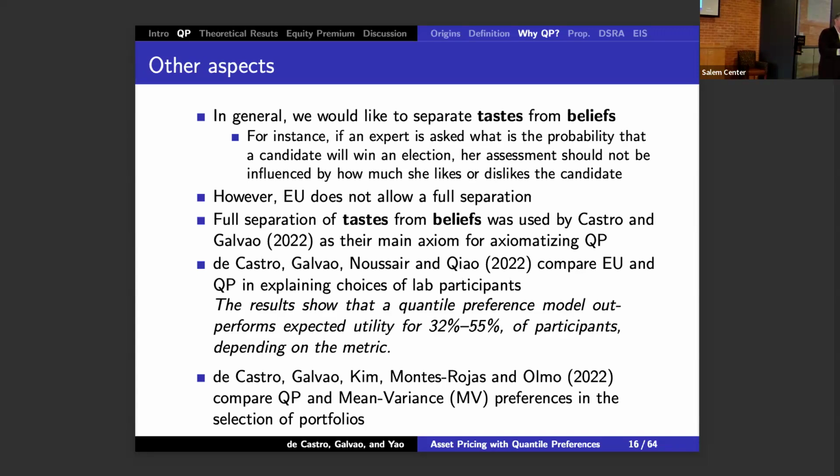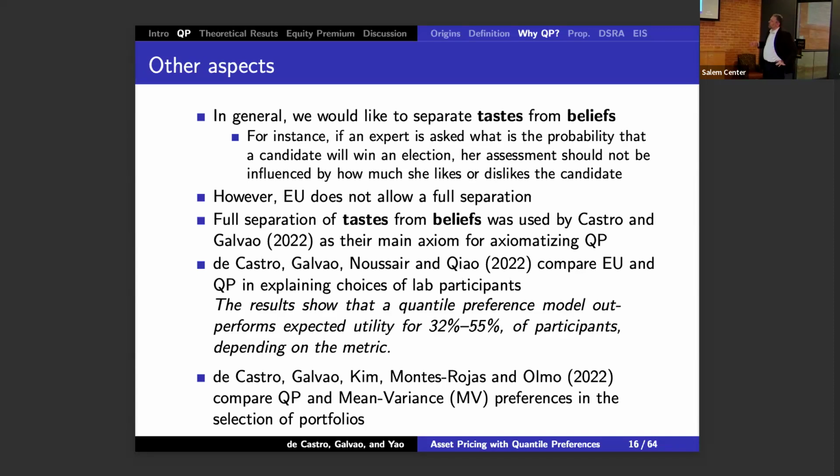And I don't have time to explain this here. Speculative cannot do this. So you mix together the tastes, the utility with your beliefs, and these things you cannot separate. Quantile is pretty much the only one. You need all axioms, but it's pretty much the only one that separates these two parts, taste and beliefs.